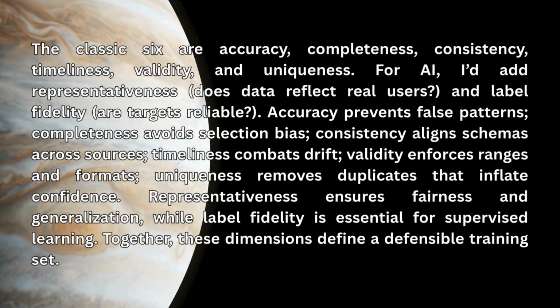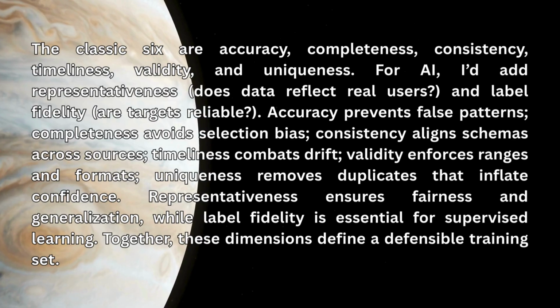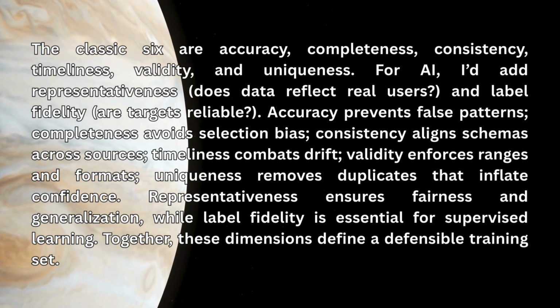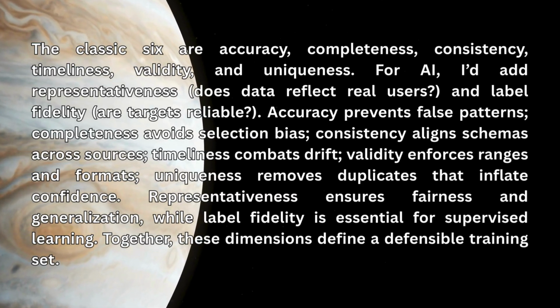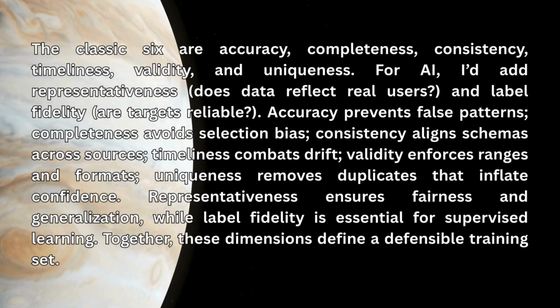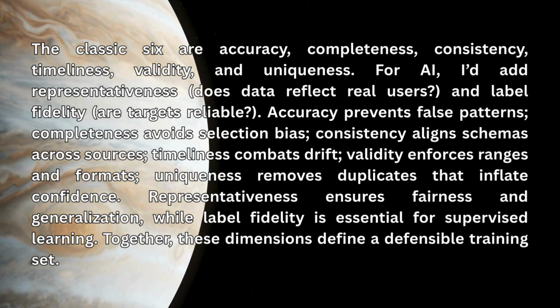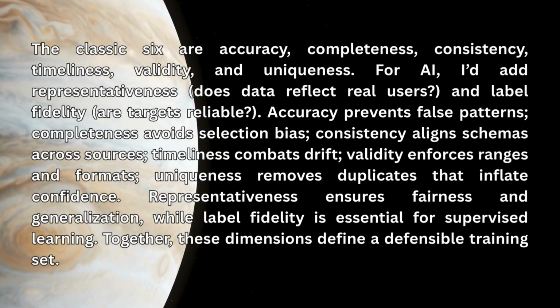Accuracy prevents false patterns. Completeness avoids selection bias. Consistency aligns schemas across sources. Timeliness combats drift. Validity enforces ranges and formats. Uniqueness removes duplicates that inflate confidence. Representativeness ensures fairness and generalization, while label fidelity is essential for supervised learning. Together, these dimensions define a defensible training set.